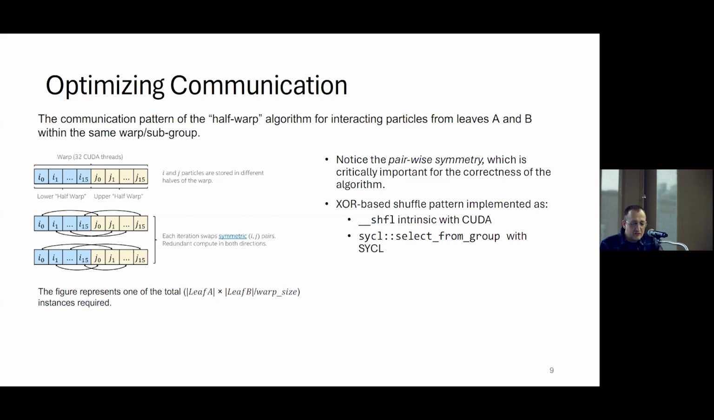So the pattern that emerges from this is an XOR based pattern, and that maps in CUDA to using the shuffle intrinsic, and the matching function in SYCL is select from group. I know there is an XOR shuffle intrinsic, and there also is an XOR shuffle subgroup function in SYCL, and they all achieve roughly the same performance.